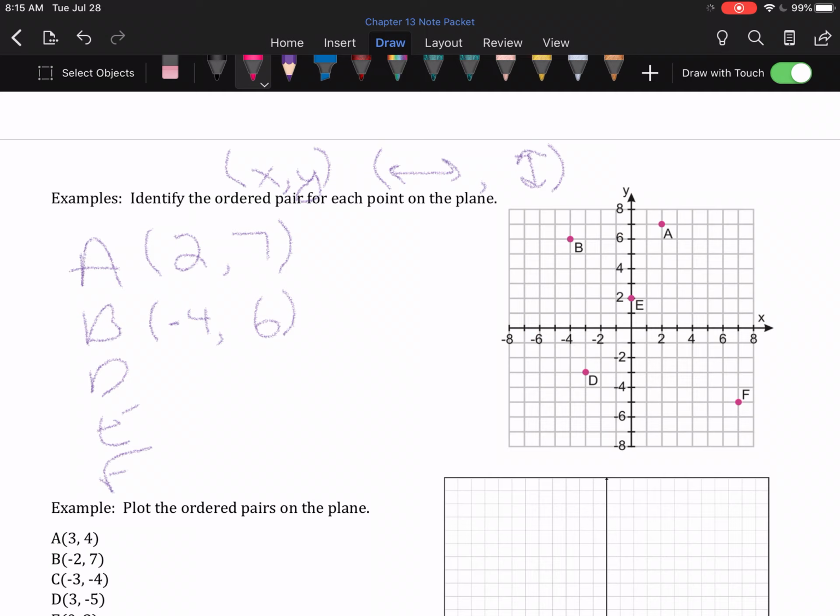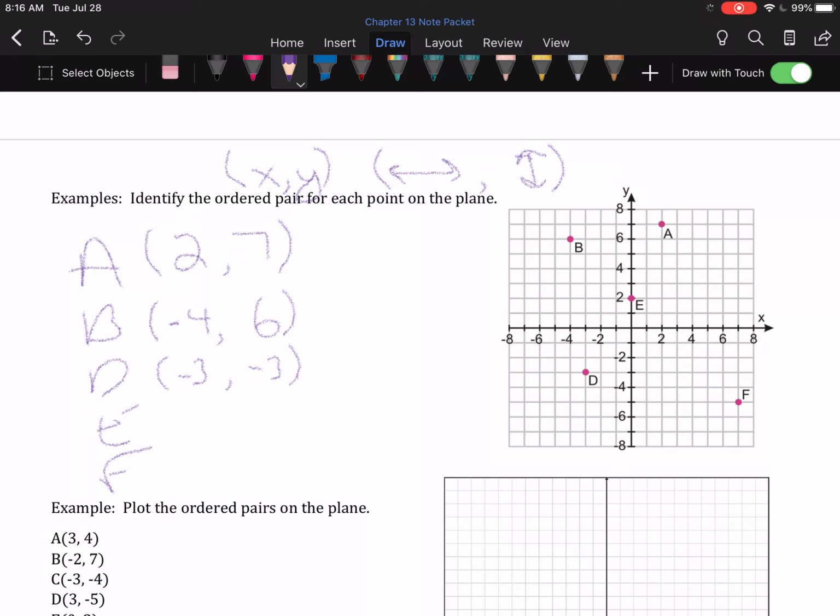There is no C. So to get from the center to D, we have to go left 1, 2, 3, turn and go down 1, 2, 3. That means D is at -3 because we went left, and -3 again because we went down. Left and down will give us negative, negative.